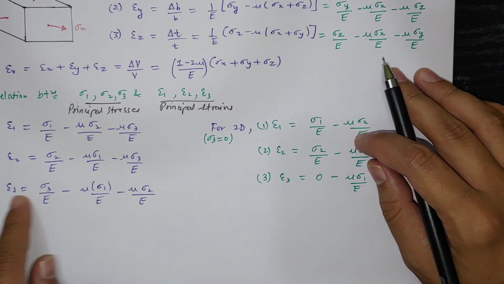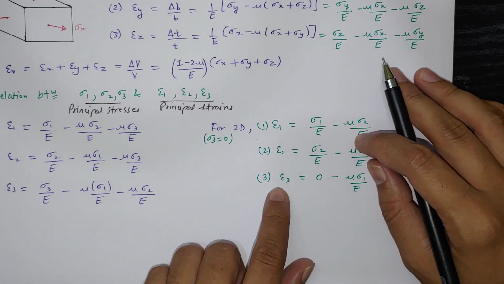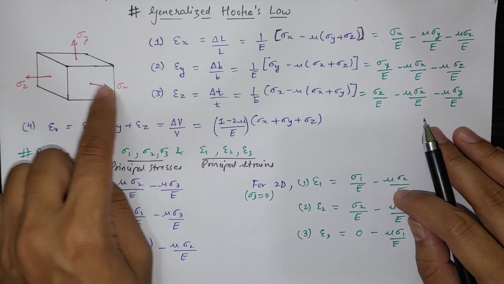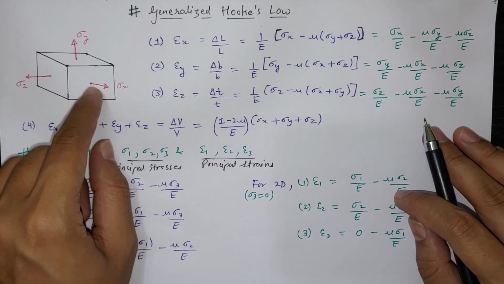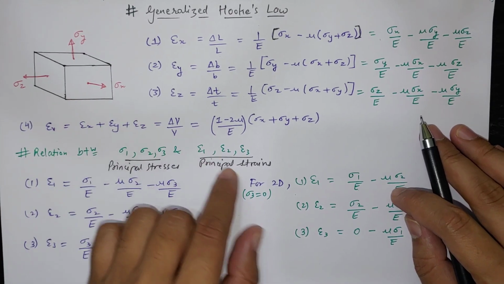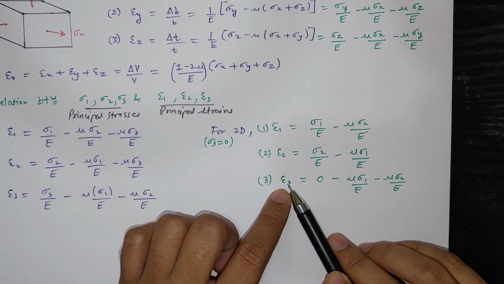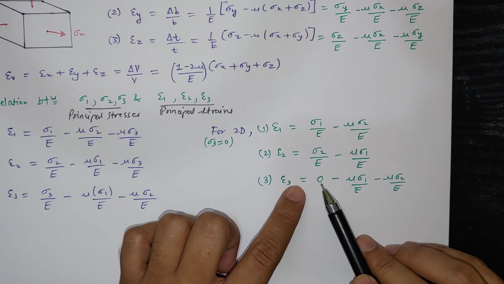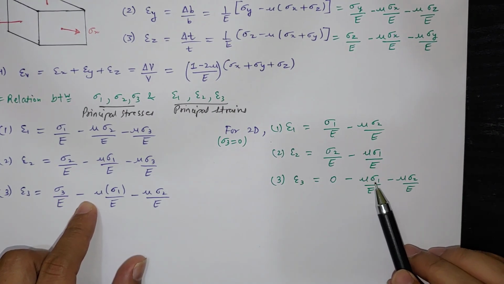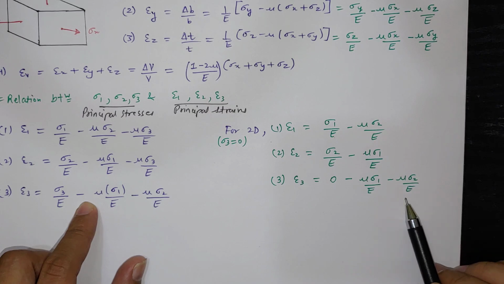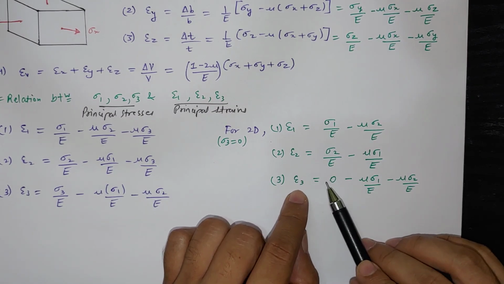Like I have said here, sigma 3 will not be present, but all three strains will be present, and two stresses are present. So two direction stress, bidirectional stress, will give strain in the other direction also, because it is related by Poisson ratio. So here epsilon 3 will be equal to 0 times sigma 3, sigma 3 is 0, minus mu times sigma 1 by E minus mu times sigma 2 by E. So strain will be present even though stress is not present in that direction.